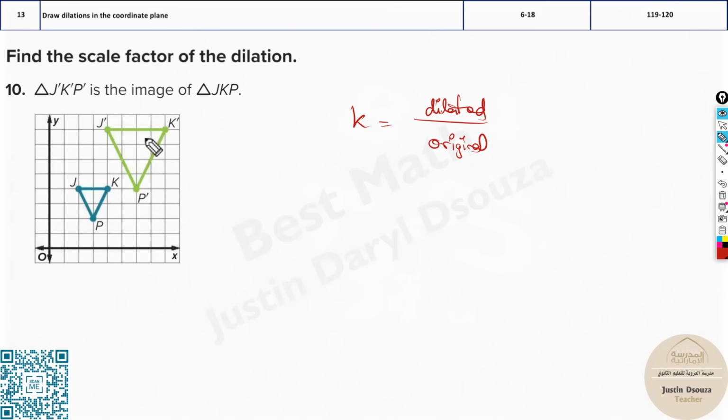Now, you just count any one side, the easiest side. 1, 2, 3, 4. That's the sides, right? 4. And what is it over here? 2. So dilated is 4 by 2, that is 2. The scale factor is 2. So you can see here, each side is multiplied by 2 and the new sides are formed.